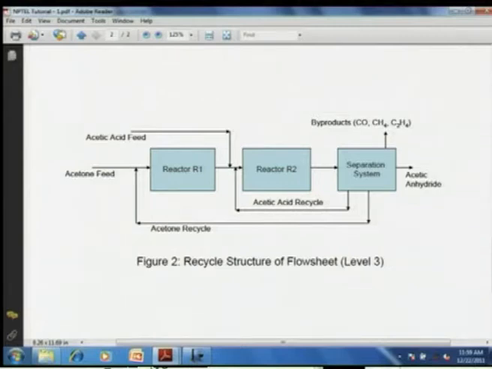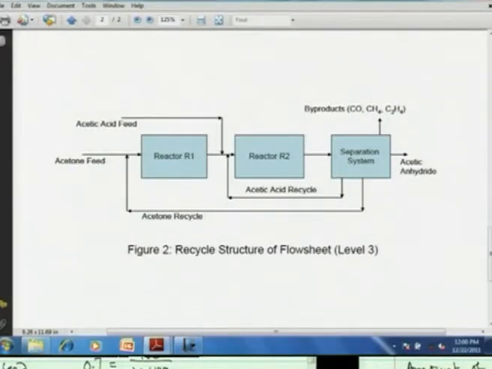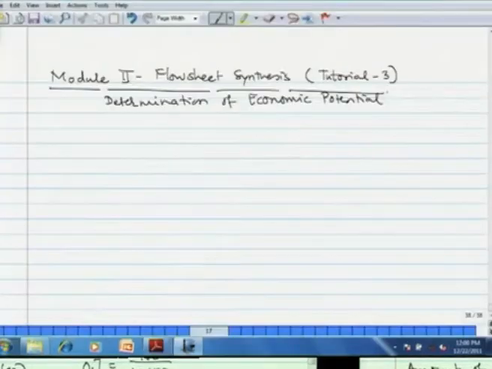Here you will have two recycle streams. The acetic acid recycle will go at the inlet of reactor 2 and the acetone recycle stream will go at the inlet of reactor 1. So, this is a simple recycle structure that we can generate from the basic chemistry that is given, or the basic process considerations. We start with our calculations. First, the material balance at input-output structure of the flow sheet, or the level 2.